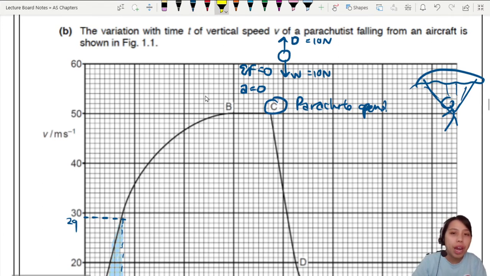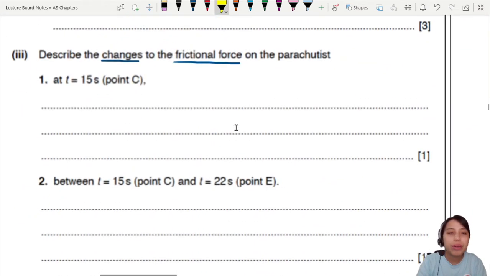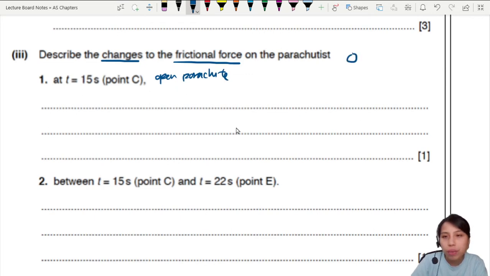So when we say describe at C, describe means you tell a story. What happens before C? What happens after C? Describe, tell a story. Okay, so let's tell a story of what happens at C. So in the process, when you open the parachute, what happens to the drag force? Drag force at first is some value that is the same as weight. The moment you open the parachute, boom, drag force increases.